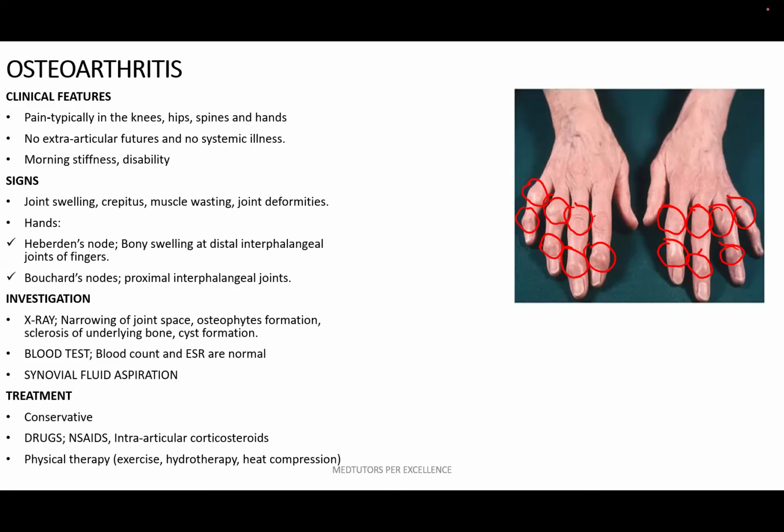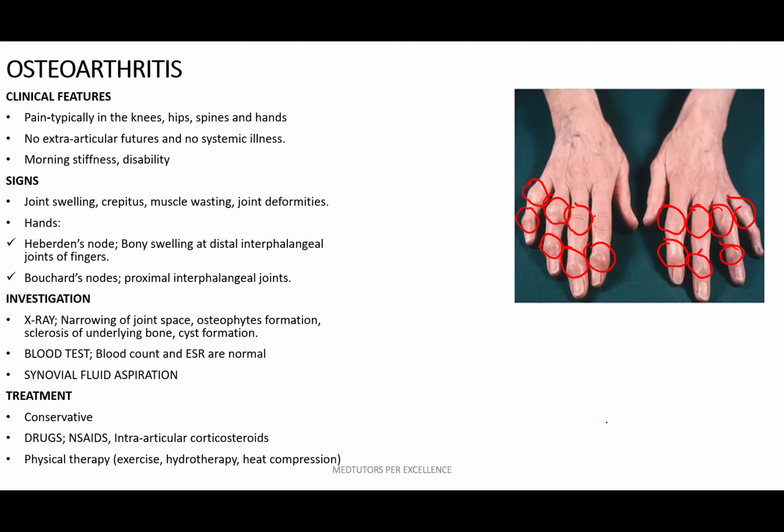Yes, anti-nuclear antibody or rheumatoid factor, because if it is osteoarthritis, they will be normal because it's not autoimmune, it's a degenerative disease. So the anti-nuclear antibody and rheumatoid factor will be elevated in rheumatoid arthritis. The treatment is conservative, as we mentioned: rest, physiotherapy and all that. The drugs: NSAIDs. You can do intra-articular injection of corticosteroid. Physiotherapy is very important.